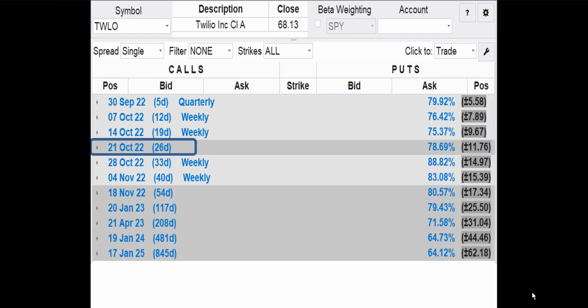Since the trend is down, we want to buy a put. TWLO has plenty of option chains to choose from. We're going to use the October 21 option chain. Right now, the October 21 options have 26 days to expiration.